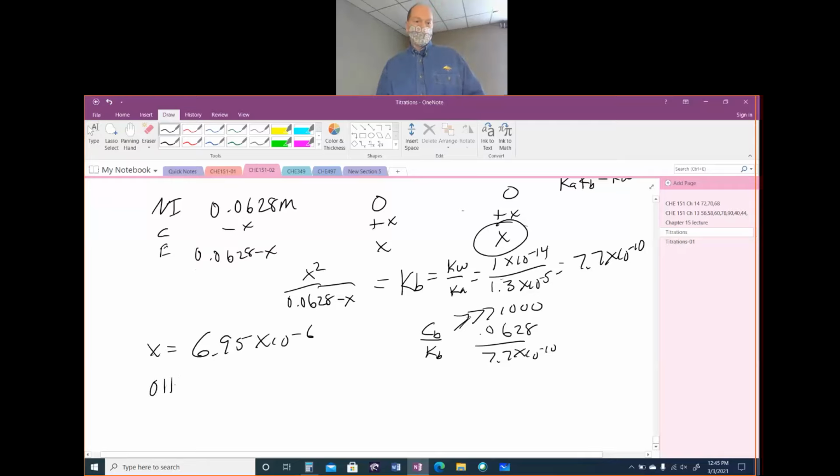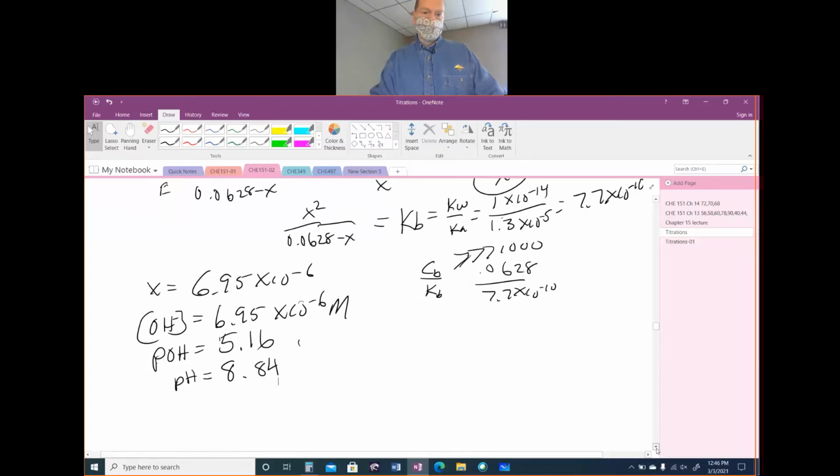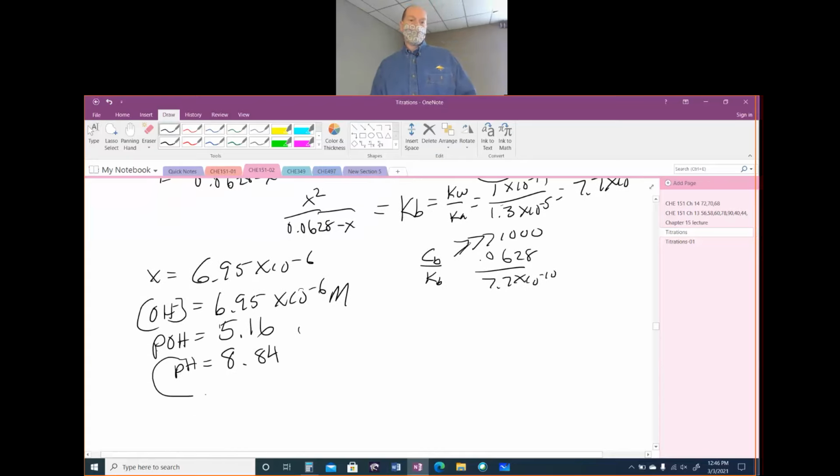And so now we know that our OH minus concentration is 6.95 times 10 to the minus 6 molar. And so we can go to the pOH. So the negative log of that is 5.16. All right, and we know that the pH plus the pOH has to equal 14, so the pH is 8.84. All right, and so that is the answer to the actual homework problem. What is the pH at the equivalence point? And the answer is 8.84.